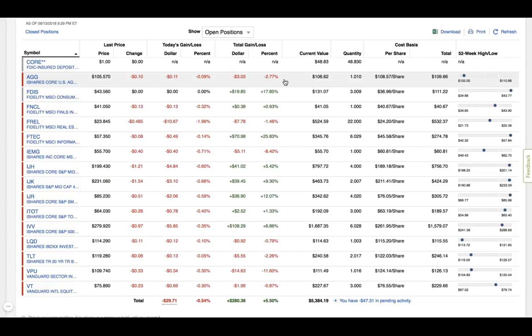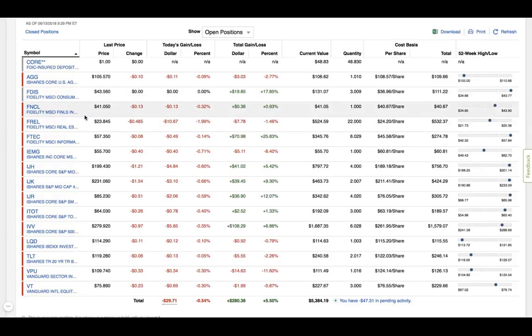Okay, so the next one is the FDIS. This is more of a large cap, meaning that these are primarily large companies. And this is specifically an ETF that focuses on consumer discretionary companies, stuff like Best Buy, companies that sell consumer products and services to people. And so far, this one has done really well since I purchased it. It's positive about 17.85%. I have three shares of those, so that's pretty nice.